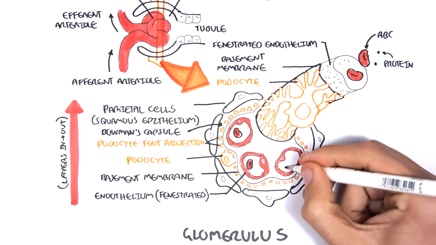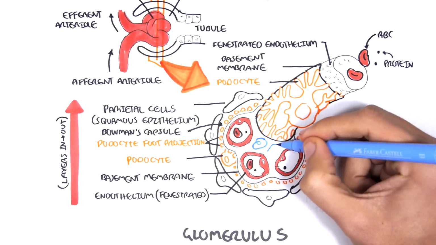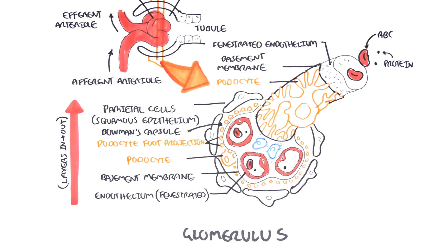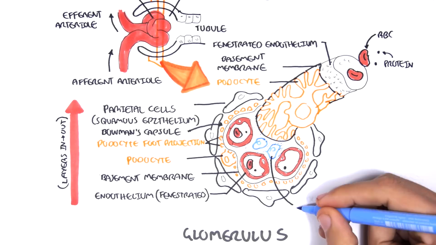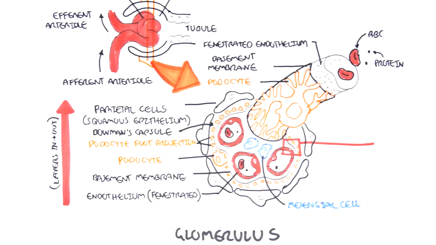Another important cell in this area are the mesangial cells, here in blue, which you can think of as contractile cells that help regulate the blood flow in the area. And in some nephrotic conditions, these cells are affected. Let us now look at a section of the glomerulus and see the layers again in a different view.